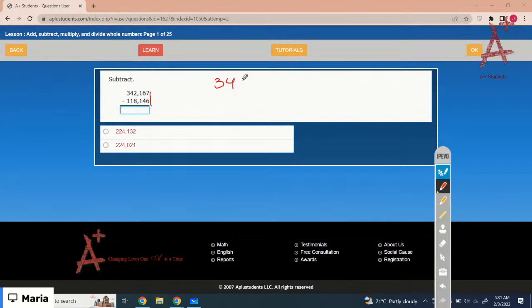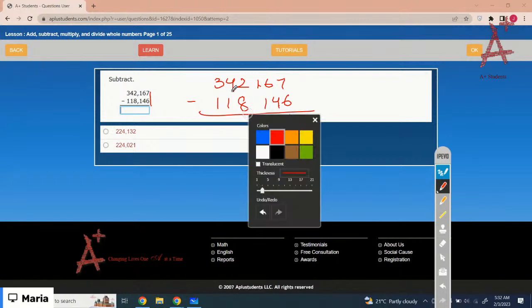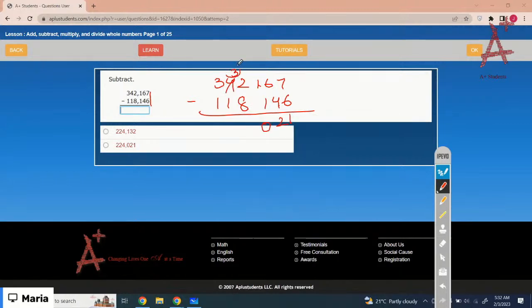Let me just write down here because I cannot write this short. Okay, 7 take away 6 is 1. Then 6 take away 4 is 2. 1 take away 1 is 0. 2 take away 8, we cannot subtract 8 from 2, so we have to borrow 1. When you borrow 1, you are left with 3 here and it makes 12 here. Got it? 12 take away 8 is 4. Then 3 take away 1 is 2. And then again we have 3 take away 1, that is 2. So it is 2, 2, 4, 0, 1. So the correct option is the second one.